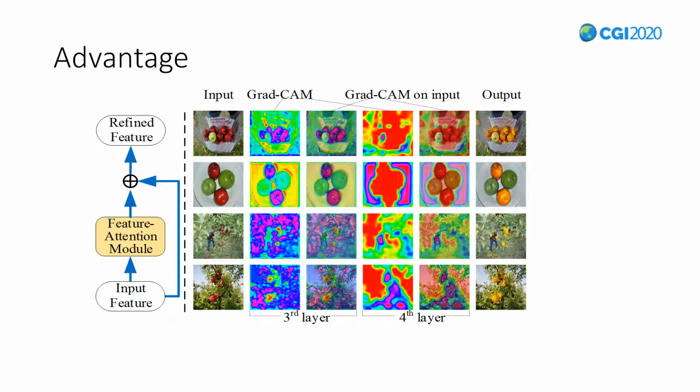In order to illustrate the basic process of how FA modules enable context-aware image translation, we visualize the refined features in the third and first layers of this generator in UGATIT using GradCAM. It means that the regions of same colors in GradCAM correspond to same concepts.